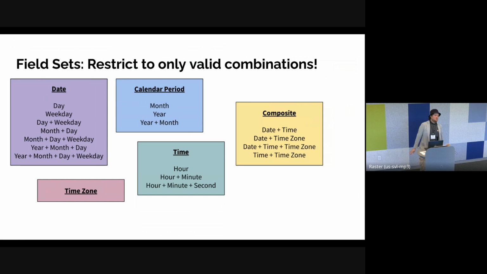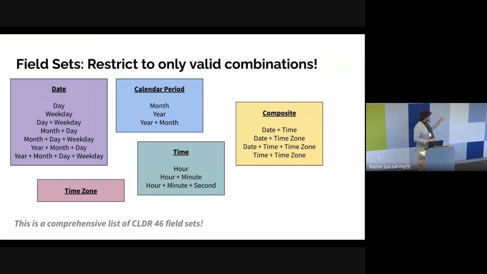This is one of the main reasons why we split date and calendar period, because date makes sense to be combined with time, but calendar period does not make sense to be combined with time. It doesn't make sense to talk about an hour within a month. It does not make sense to talk about an hour within a particular date in a month. So that's why we have date and calendar period split. You can combine date with time. You can combine time and date with time zone to create a composite field set.